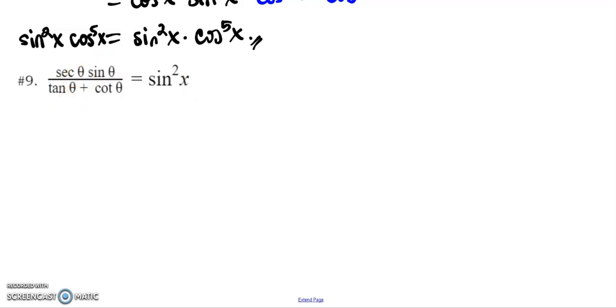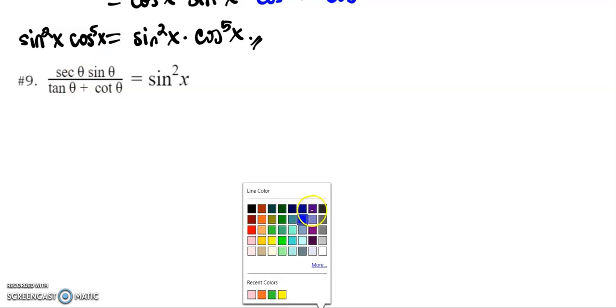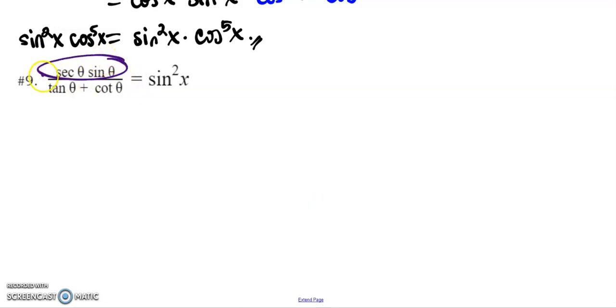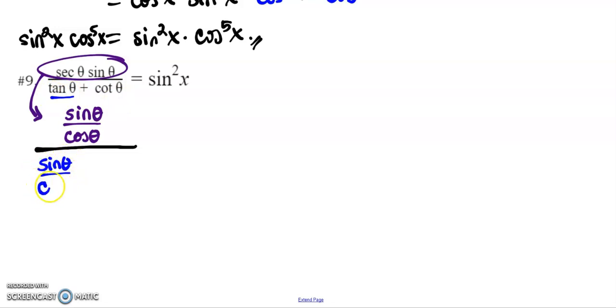Okay, so the numerator. Let's get a little bit of purple going on in here. Okay, so the numerator. I'm going to change that to sine of theta over cosine of theta. Hopefully, at this point, we all know where that cosine came from. It came from the secant. Okay, and then the denominator. Sine over cosine plus cosine over sine. I'm using the colors to help identify the different pieces.